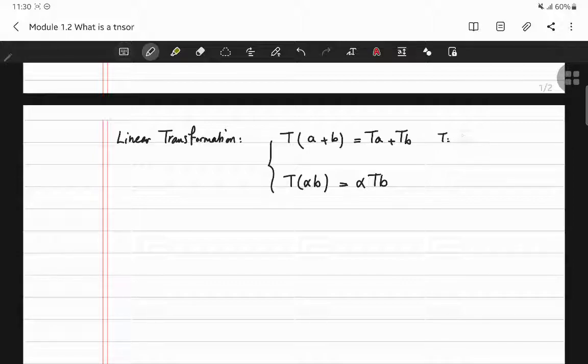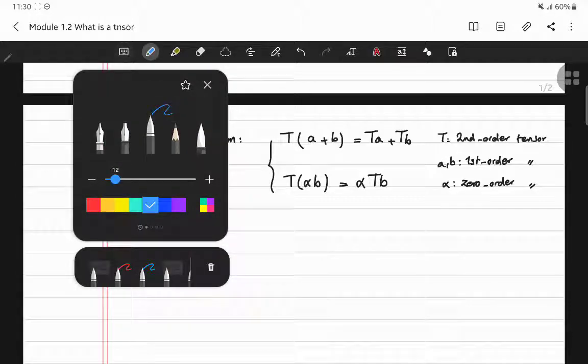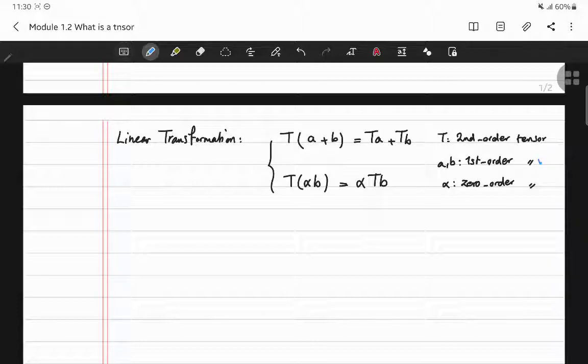T is a second order tensor. A and B are vectors or first order tensors, and alpha is a scalar or zero order tensor. So here you might have noticed that I named this, which is basically a vector, and this, which is basically a scalar.